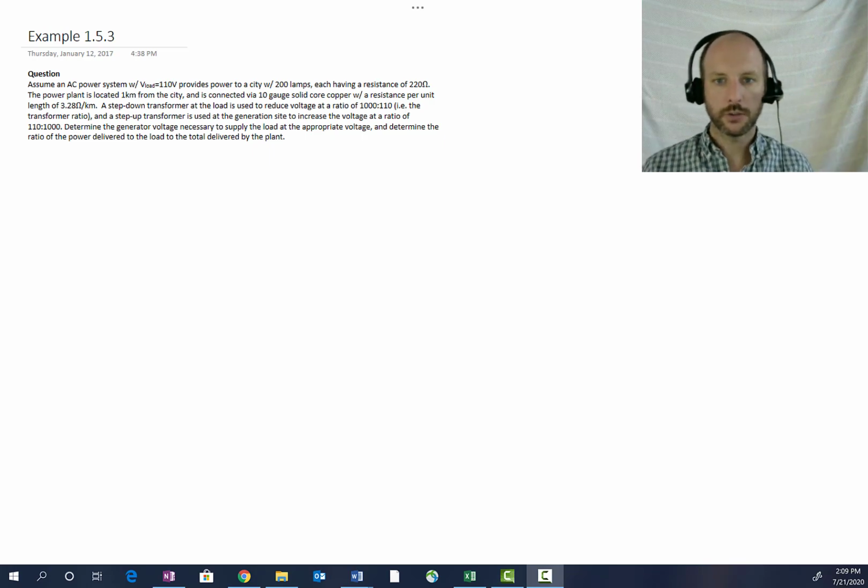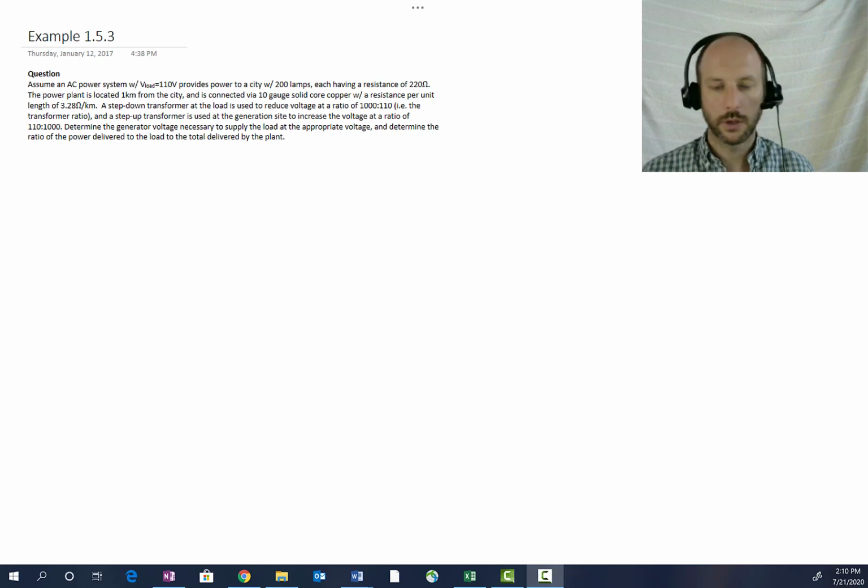A step-down transformer at the load is used to reduce the voltage at a ratio of 1000 to 110, which is the transformer ratio, and a step-up transformer is used at the generation site to increase the voltage at a ratio of 110 to 1000. Determine the generator's voltage necessary to supply the load at the supplied voltage, and determine the ratio of the power delivered to the load to the total delivered by the plant.